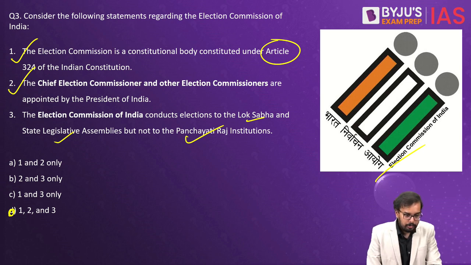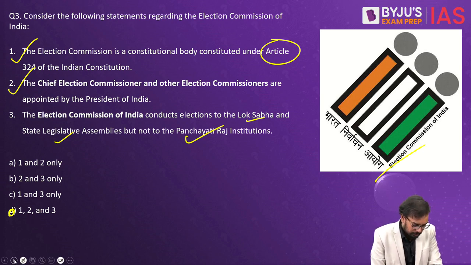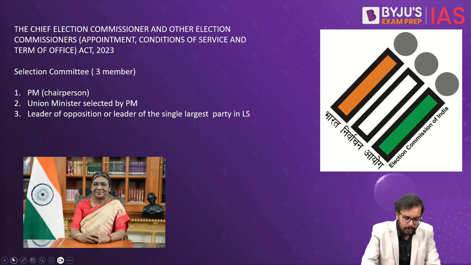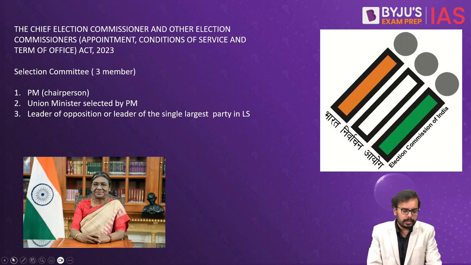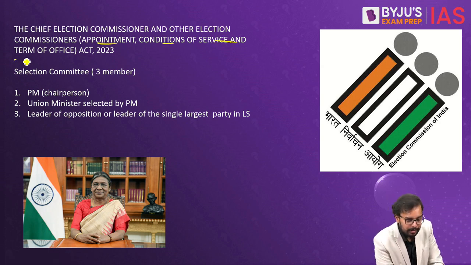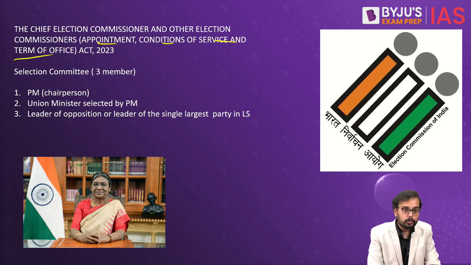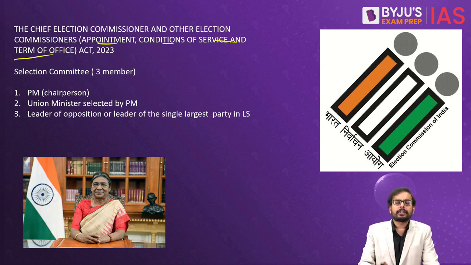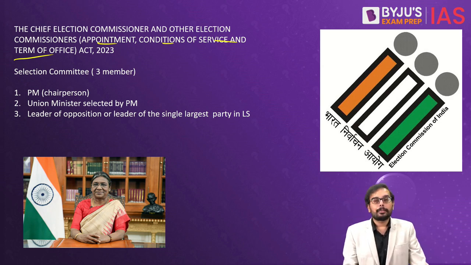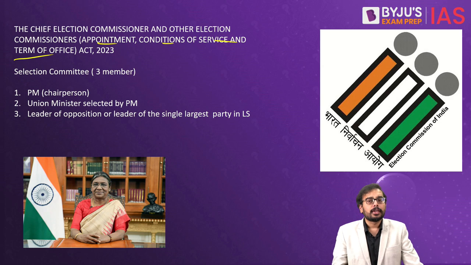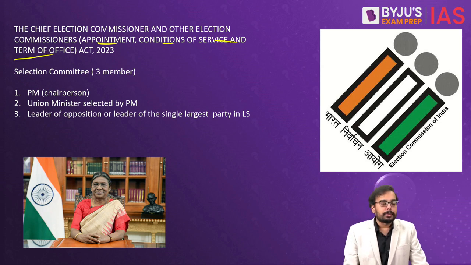So now we'll go to the next question. Before getting into the next question, we'll see the new update regarding this Election Commission. So recently Parliament of India passed a new act. The name of the act is the Chief Election Commissioner and other Election Commissioners (Appointment, Conditions of Service and Term of Office) Act 2023. So this act clearly defines the appointment of the Election Commissioner and the Chief Election Commissioner, how the appointment will take place.